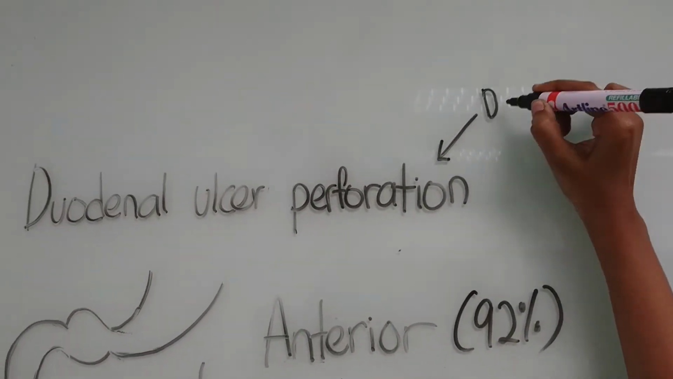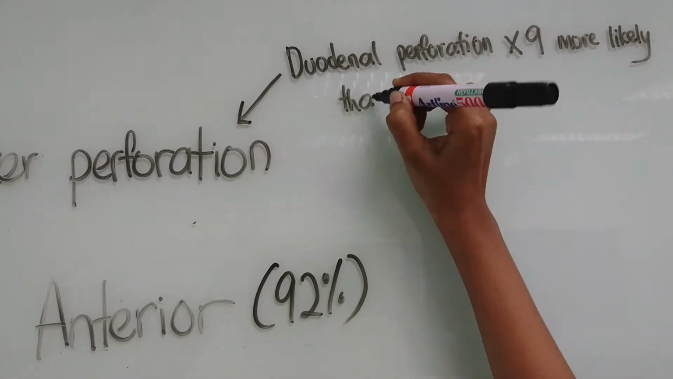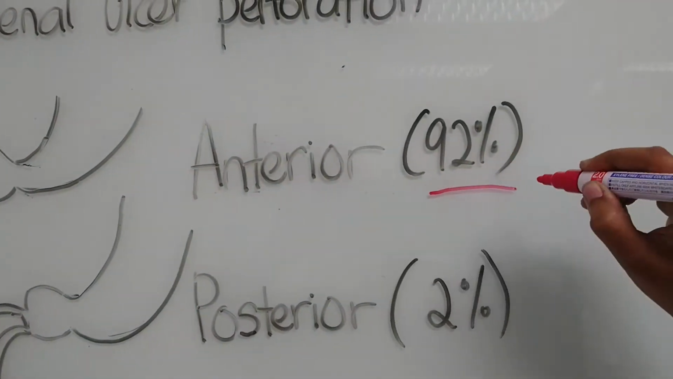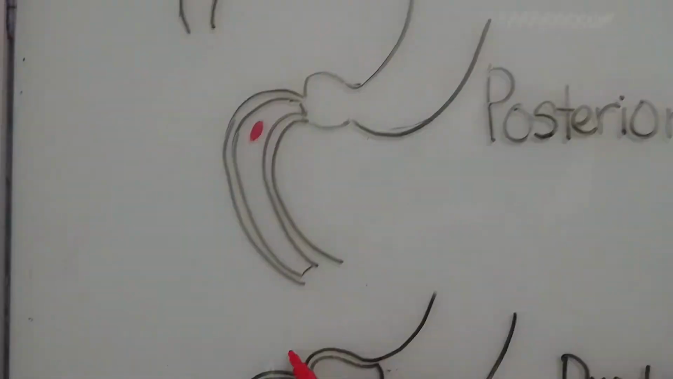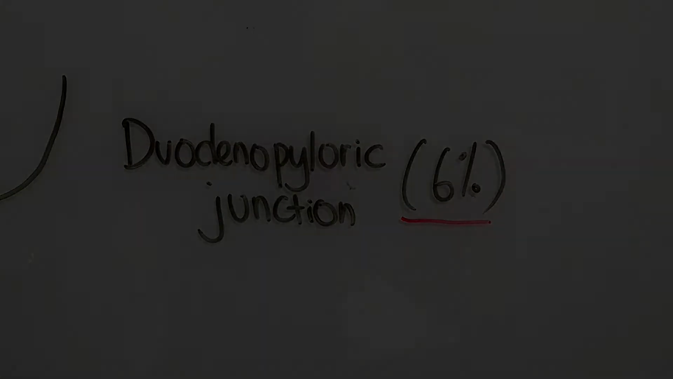In some cases, perforation of the duodenal ulcers occurs, which is 9 times more likely than gastric perforations. Anterior perforations occur in 92% of cases, posterior perforations occur in 2% of cases, and perforations in the duodenal pylori junction occur in 6% of cases.